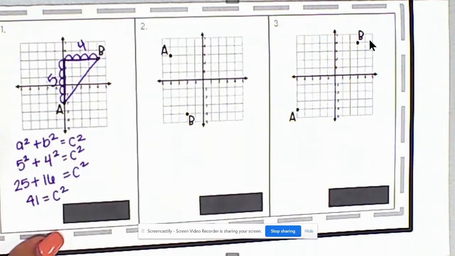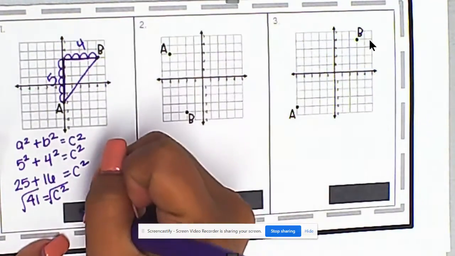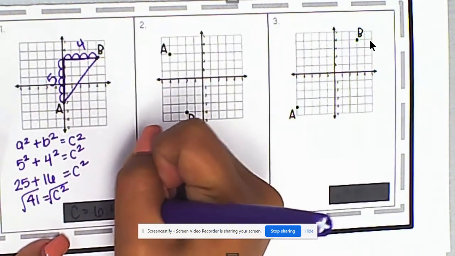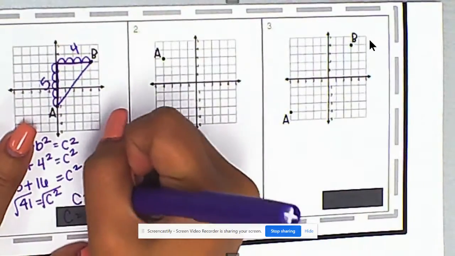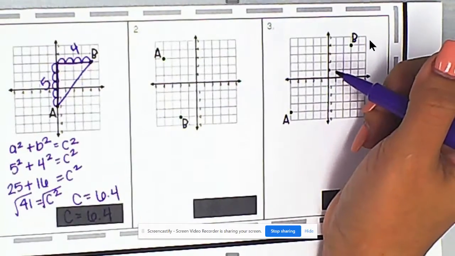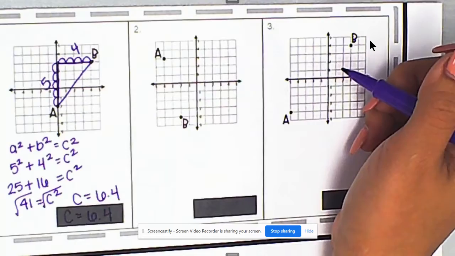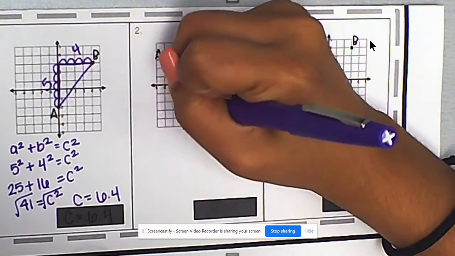And you know, to solve for C, you have to take the square root on both sides. So I know that C is going to equal 6.4. Oh, you can't see that. I'm going to put it on top. Okay. Let's try number 2. We're going to make that right triangle.